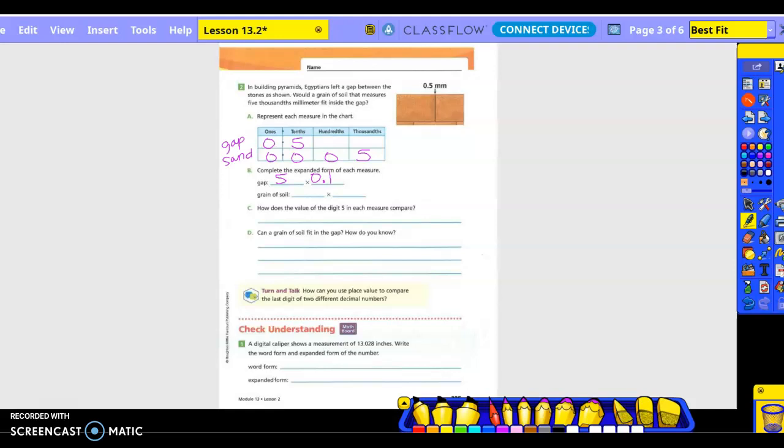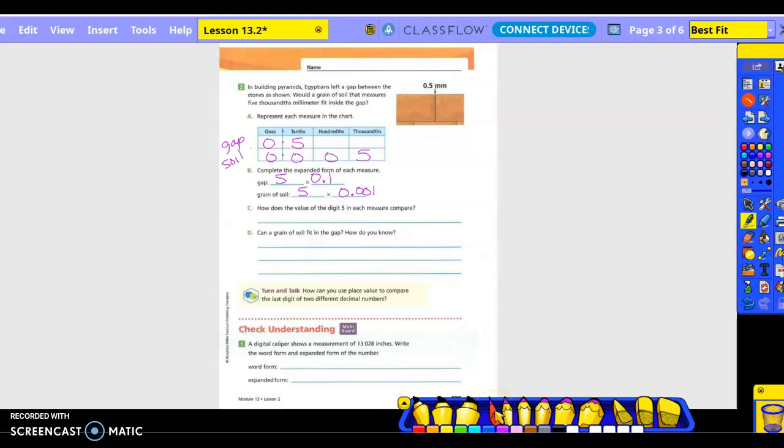Okay, the grain of soil, or we said sand. Oh, yeah, it should have been soil. Sorry, guys. So 5 times what? What place value is that? 1,000. So you can also write it this way in decimal form. And let's go ahead and write soil here to be accurate.